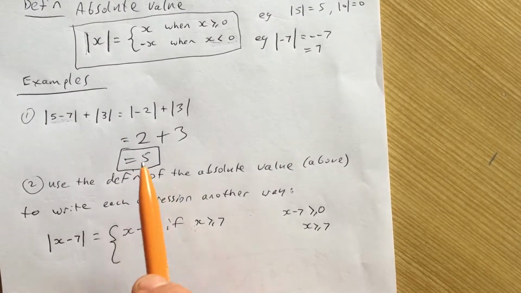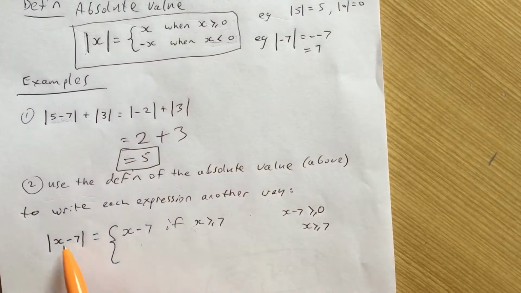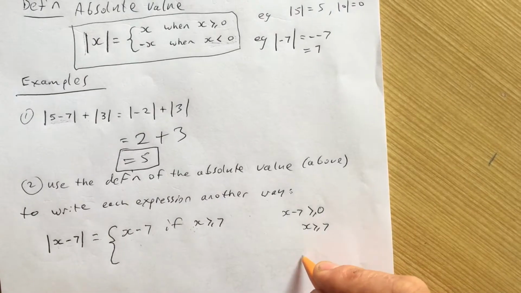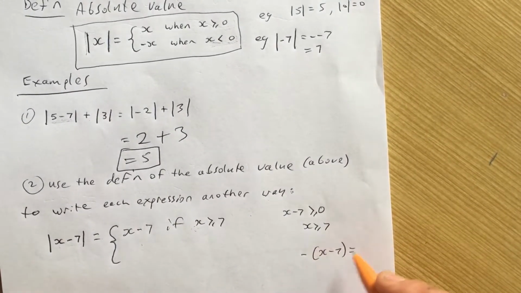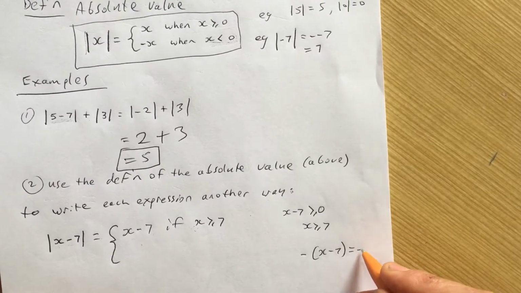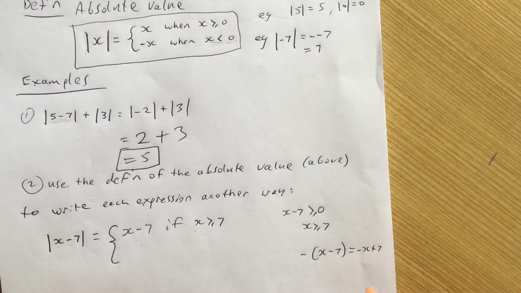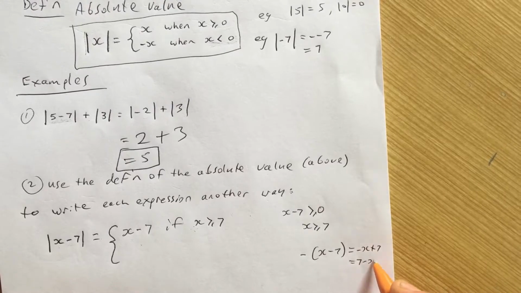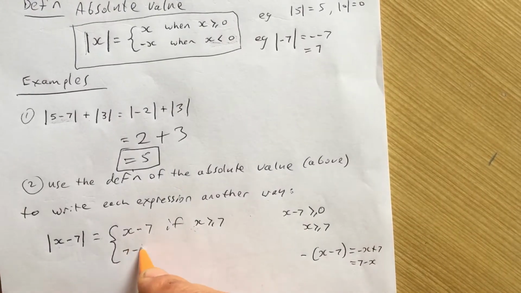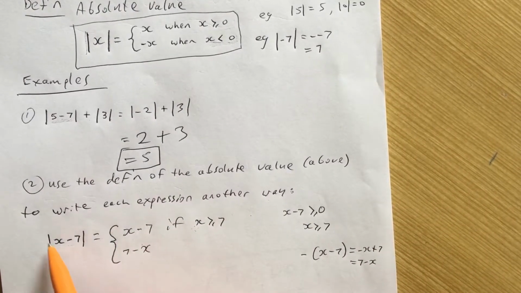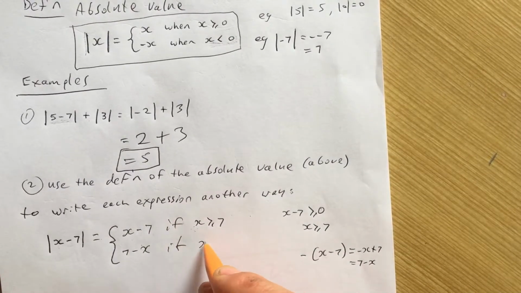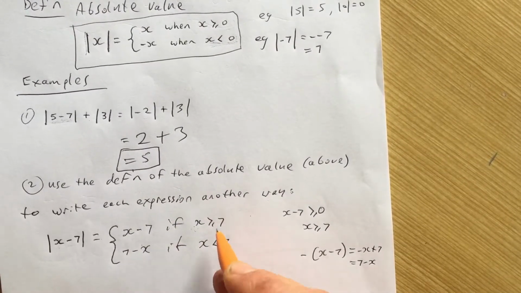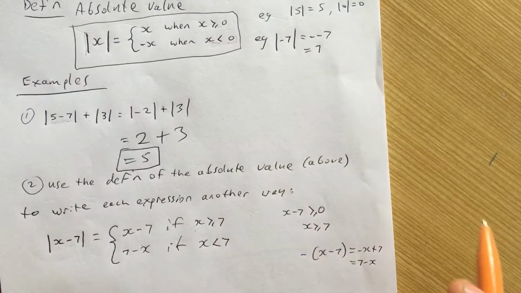Now, what about the negative one? What about the minus x? What is minus that thing? I'm just going to go over here. What is minus x minus 7? Well, it's like expanding it through the brackets. It's minus x plus 7. So I'm actually going to write that as 7 minus x. So the absolute value of x minus 7 equals 7 minus x if x is less than 7. It obviously is the opposite of this one.